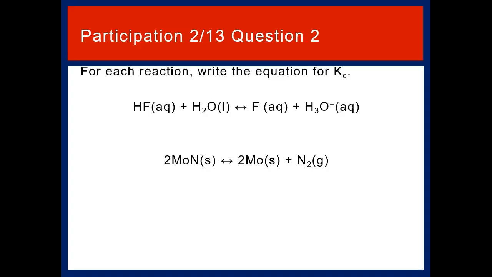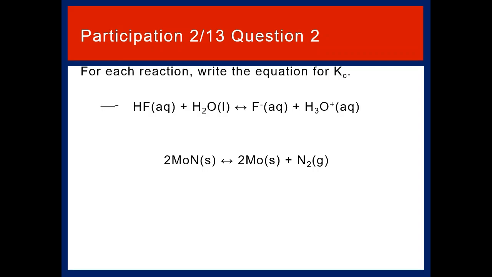Participation 213, question 2. For each reaction, write the equation for Kc. First is HF aqueous plus H2O liquid yields F minus aqueous and H3O plus aqueous. Second reaction is 2MoN solid becomes 2Mo solid and N2 gas. This is the second question on participation 213, due Friday, February 13th at 11:59 p.m. over on Blackboard. The link to the assignment is right below the document where there are the links to these videos. Again, for each reaction, write the equation for Kc.